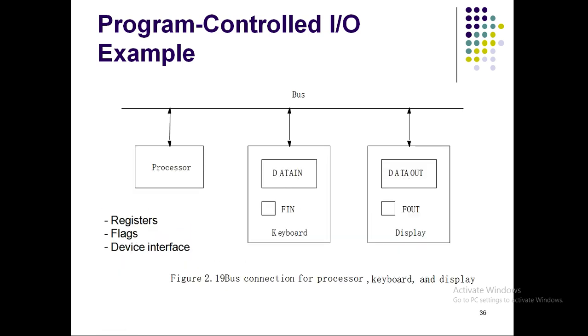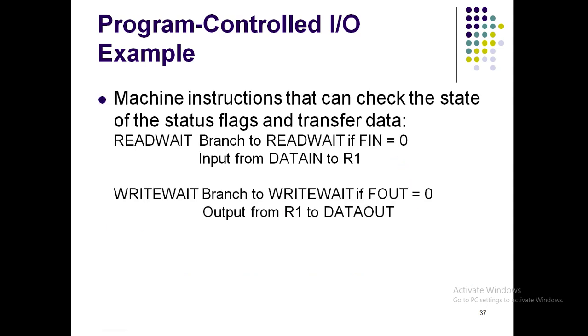So this is how your whole mechanism will look. You have a processor, a keyboard, and a display. Your keyboard has a buffer fin, and your display also has a buffer fout, and using these buffers, first it will send the data to a bus. From the bus, it will go to the processor. From the processor, it will be sent back out to data out. Okay, now this is how your program will look.